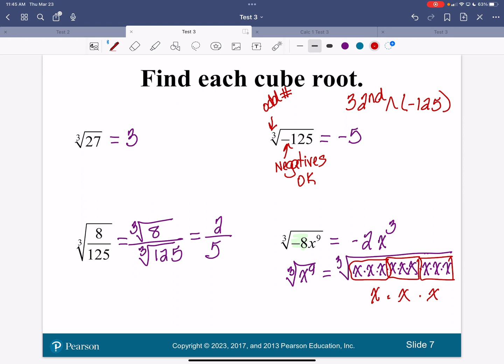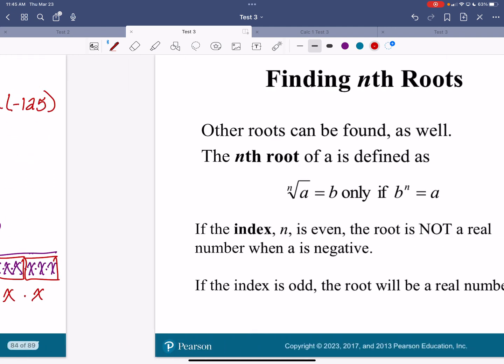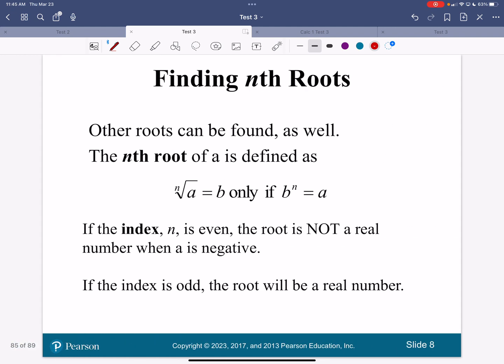Can I go to nth roots? Okay, so the second root, which is a square root, and cube roots are the most famous. They're the ones that you use the most often. But you can have an nth root. Other roots can be found as well.